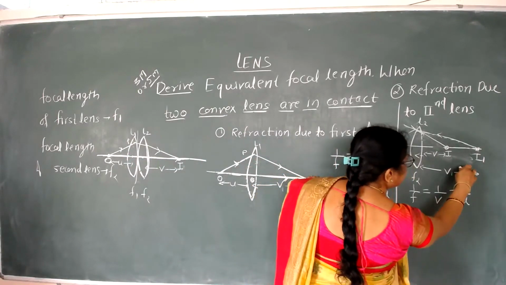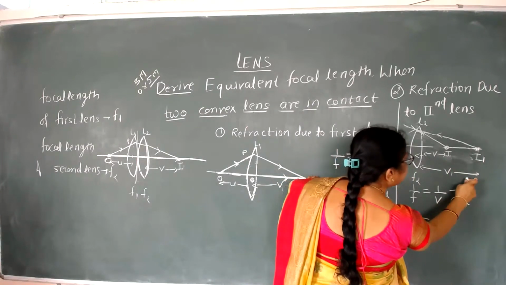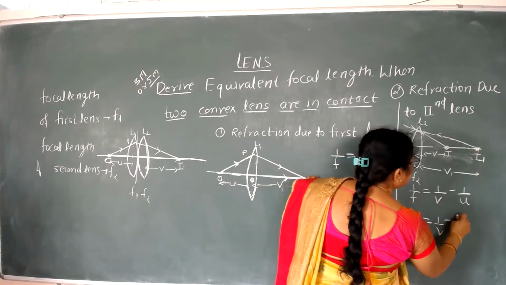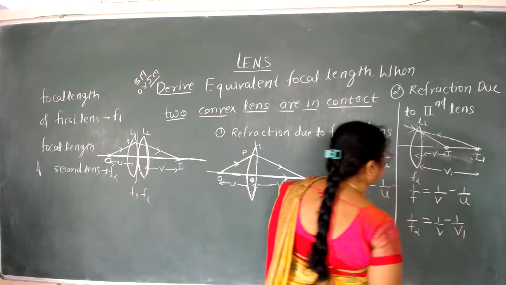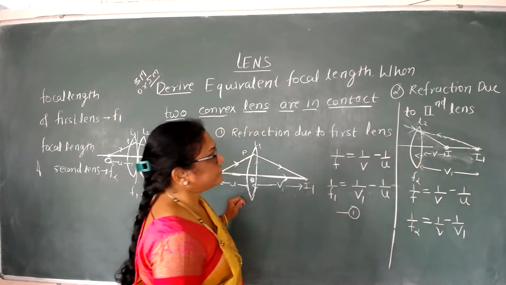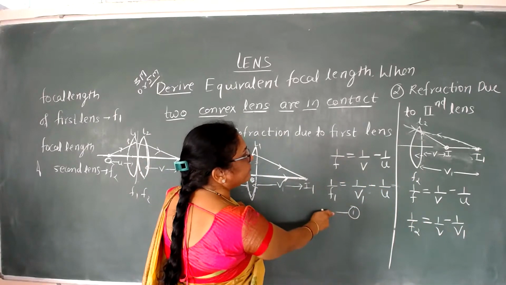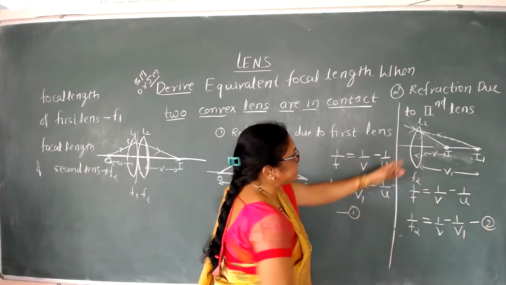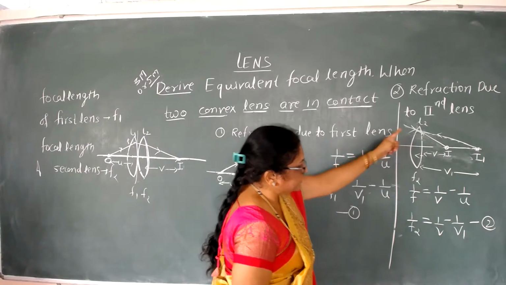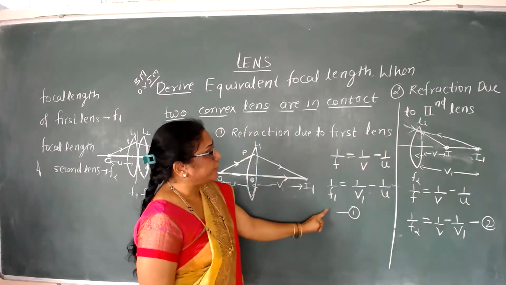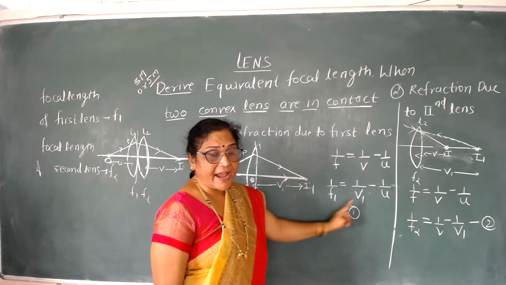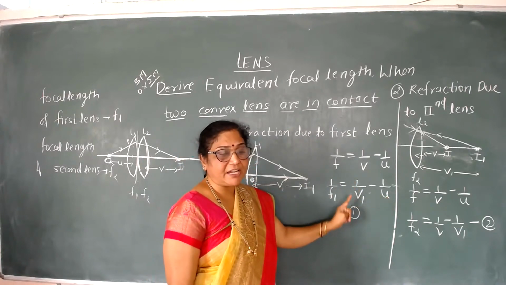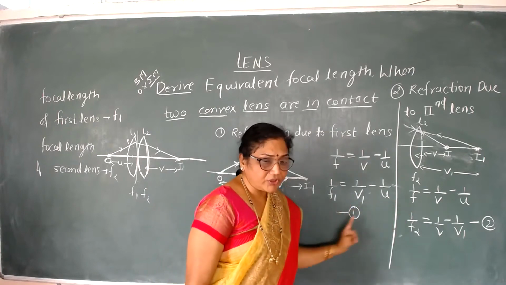But the object is at a distance v1, and that object is virtual. So we consider here minus 1 divided by v1. So this is equation 1 and this is equation 2. This equation is found due to the second lens, and this equation is found due to the first lens. Then add both the equations because here we want to find out the equivalent focal length.